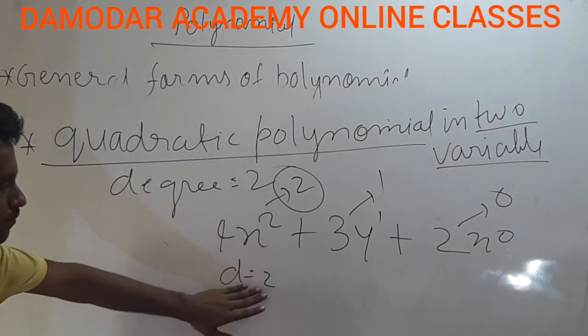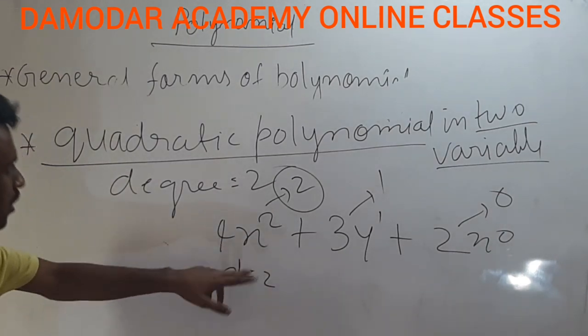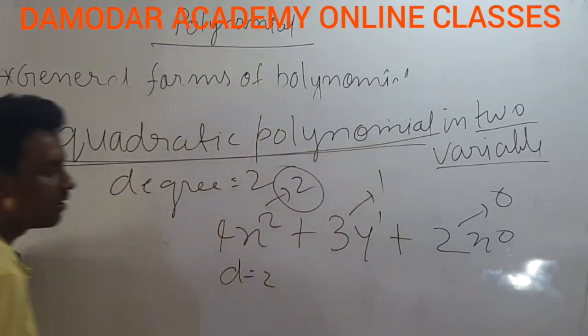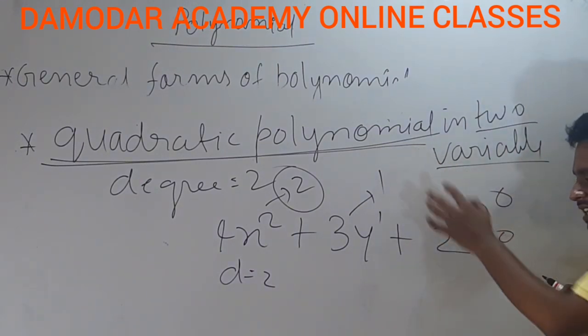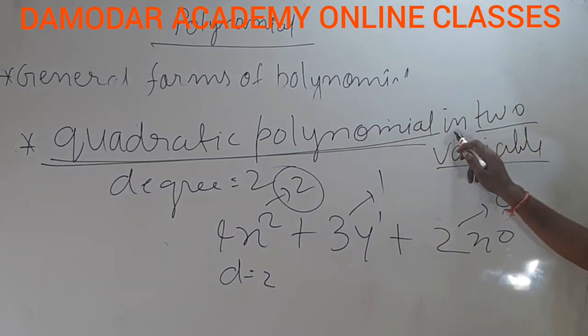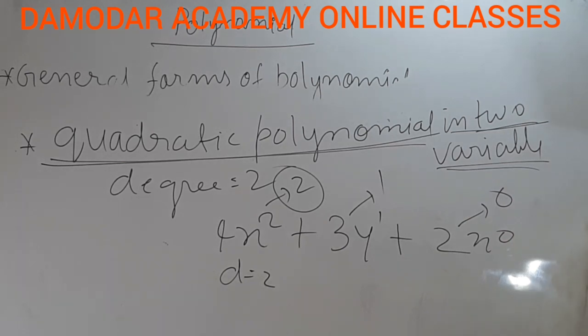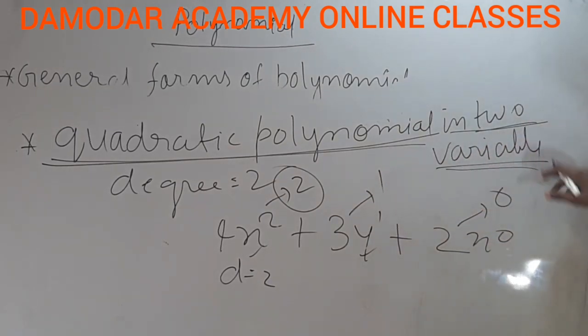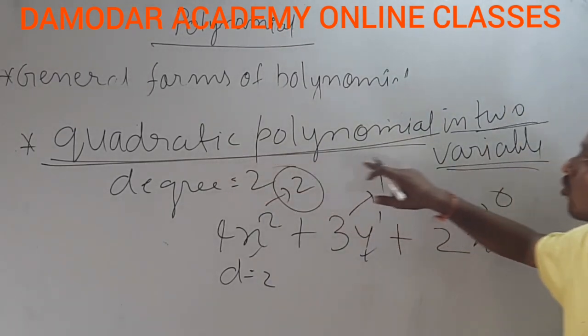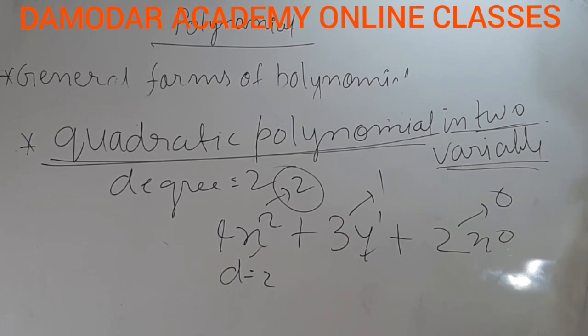That means the degree of this polynomial is 2. That means this polynomial is a quadratic polynomial. Now let us check the number of variables. For this case, it is already written that the number of variables is 2. One variable is x and another variable is y. That means the degree of this polynomial is 2 and the number of variables is 2, x and y. That means this is the case of a quadratic polynomial in two variables.